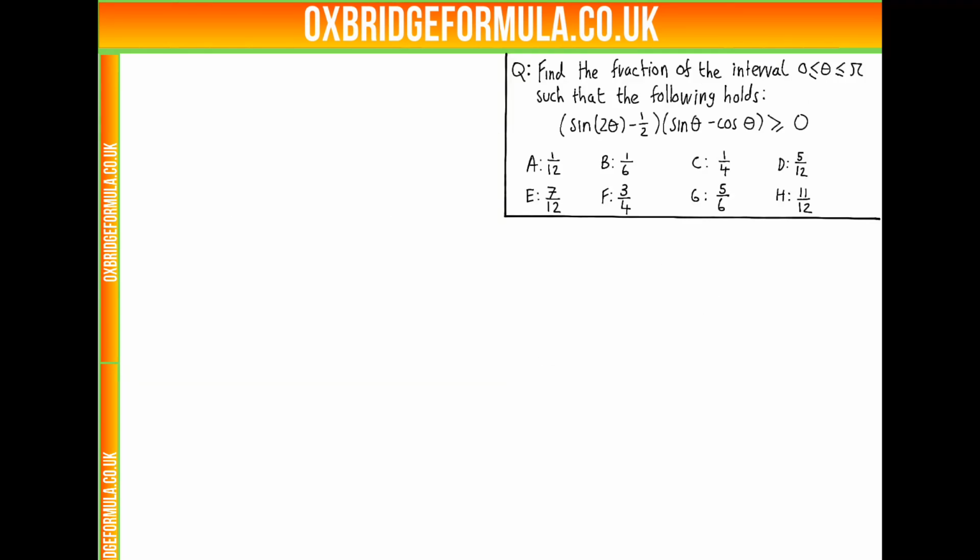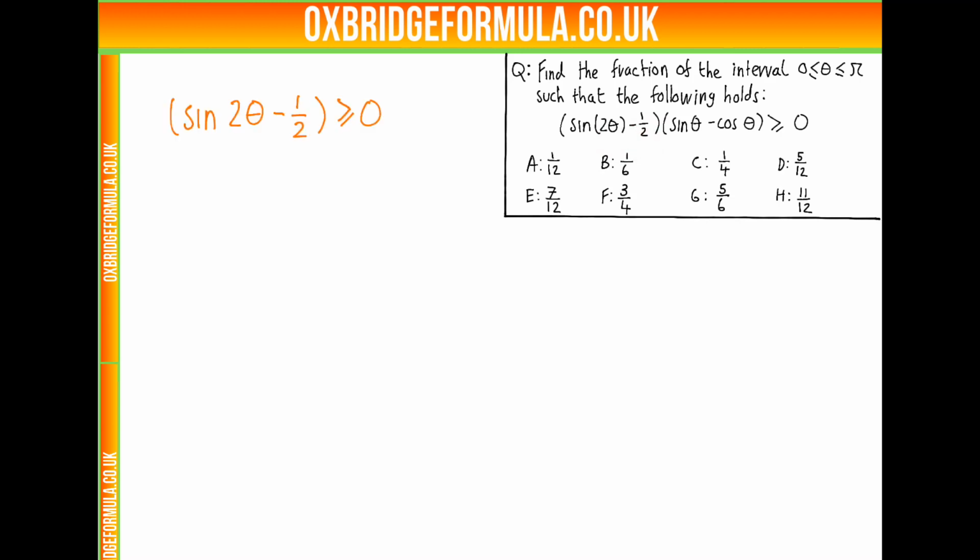So, to begin with, using this all together feels pretty unapproachable. However, we can attack it piece by piece. So, with a few uses of graphs and working out intersections, etc., we can work out where sin 2 theta minus half is positive, and we can work out where sin theta minus cos theta is positive, and with that information we can work out for what theta this whole expression is positive. So let's deal with this first bit.